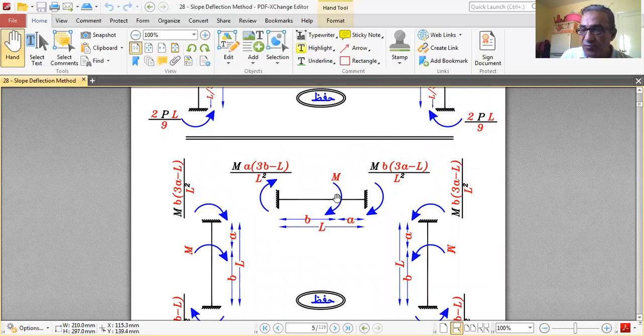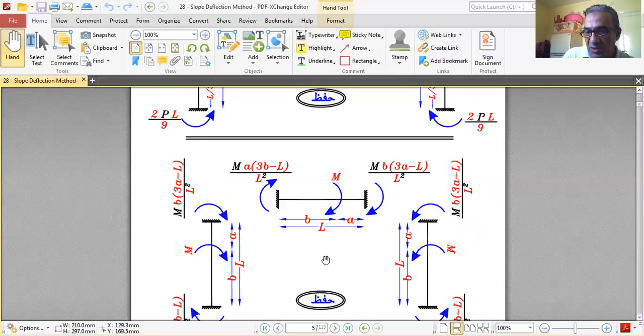Okay, what about if we have a concentrated moment somewhere in the beam? So we have moment M, and the tail of the moment is above or on one side of the beam. The moment is located at distances A and B, and the length is L. The fixed end moments are actually one with and one against. One is with the moment direction, tail with the tail, and the other is against the tail in the other direction. So they add up like this.